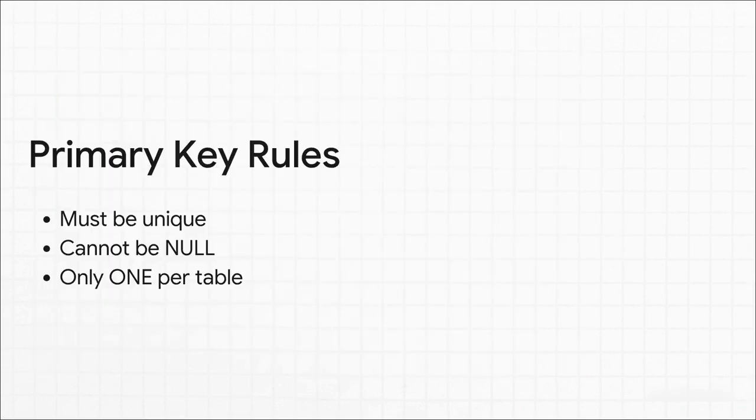And listen, you don't just get to be the primary key. You have to follow 3 golden rules, and they are non-negotiable. Rule 1, you have to be totally unique. No 2 records can ever share the same primary key. Rule 2, you cannot be empty, or what we call null. Every single record needs an ID, period. And rule 3, there can be only one, just one primary key per table. Think of it like this: one table, one boss.